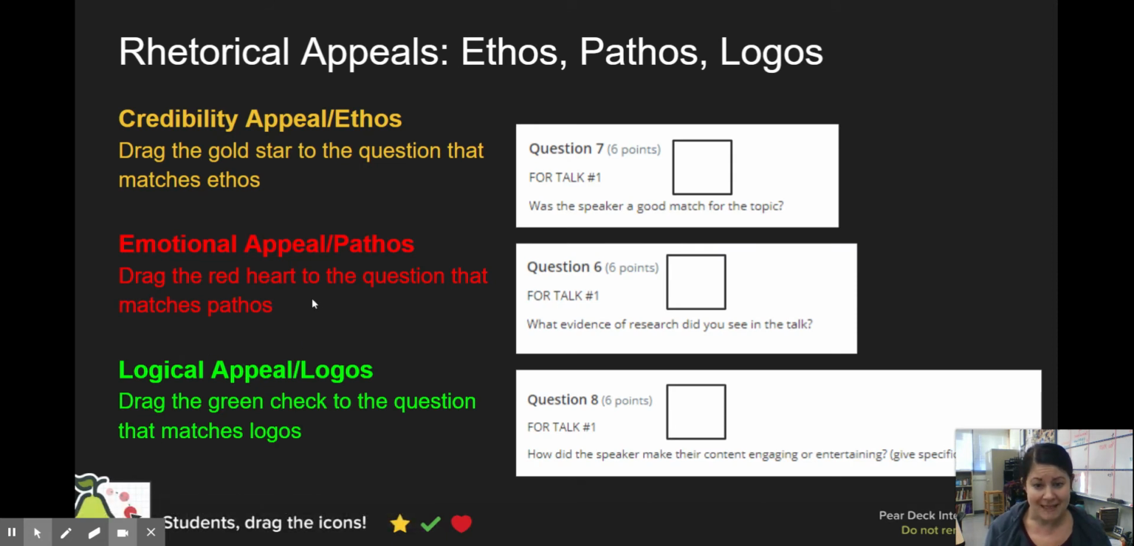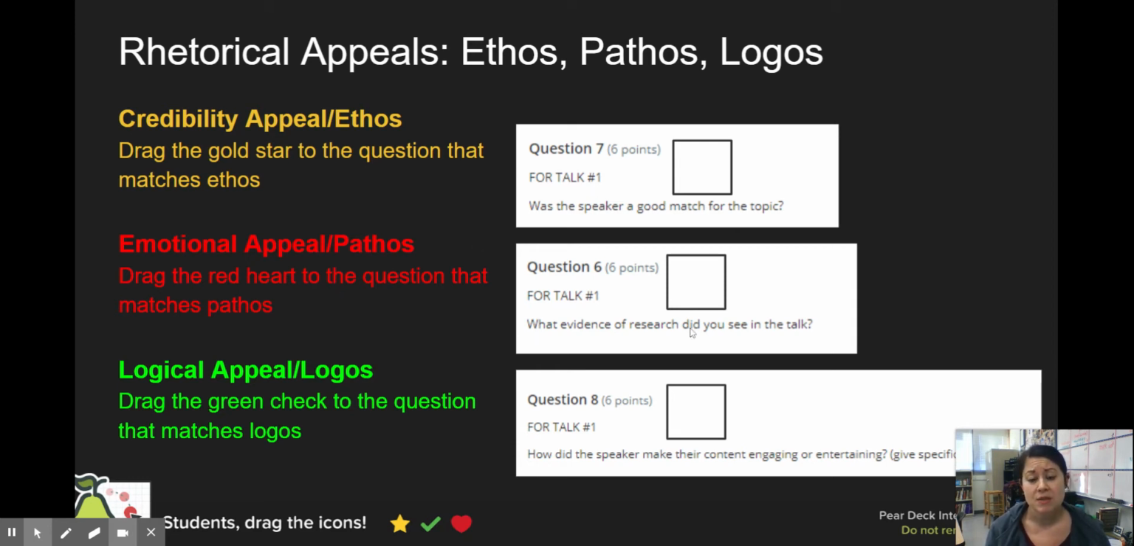So thinking about the questions that I developed for you when looking at those talks, that's definitely rhetorical analysis. And we see, was the speaker a good match for the topic? That is credibility. That's ethos, right? Why would you listen to them? What's important about them? What makes them a good match?